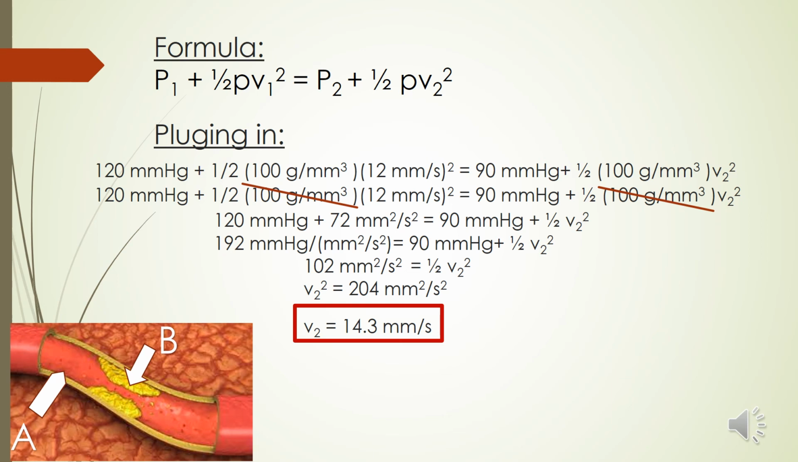Once we do some general algebra here, we reach 192 millimeters of mercury divided by millimeters squared per second squared. On the other side, we have the 90 millimeters of mercury plus 1/2 of the velocity 2 squared, which is what we're looking for. With the final math, we reach that the velocity at point 2 is 14.3 millimeters per second, which is much faster than the 12 millimeters per second at point A.